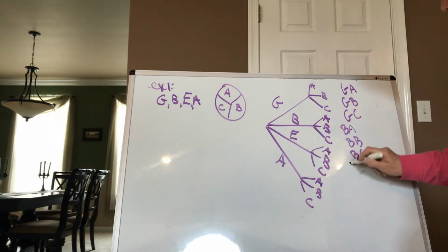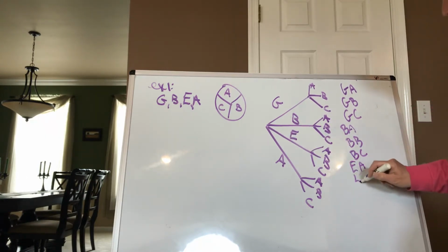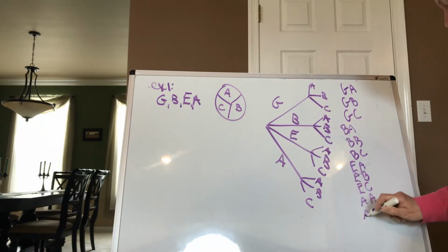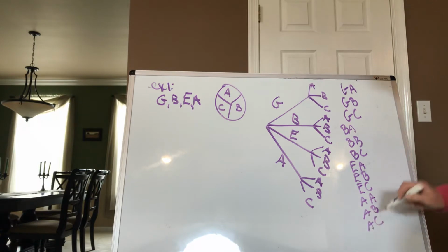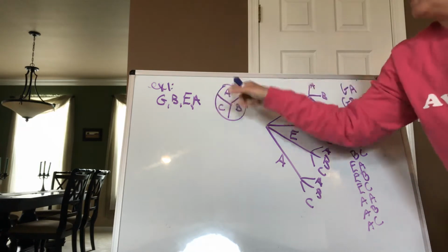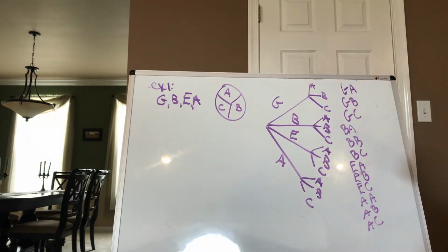Next one, I could pick an E and spin an A, an E and a B, an E and a C, and last but not least, an A and an A, an A and a B, an A and a C. So, if we pick a tile and then spin a spinner, these are all of our outcomes. Every single outcome. That's all we could get if we did this experiment.